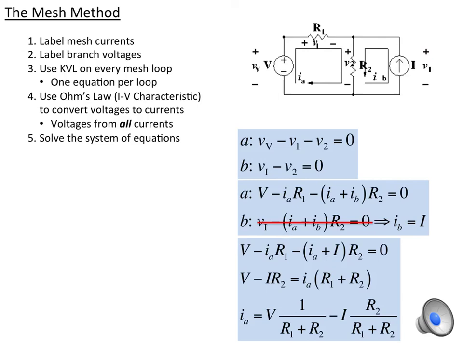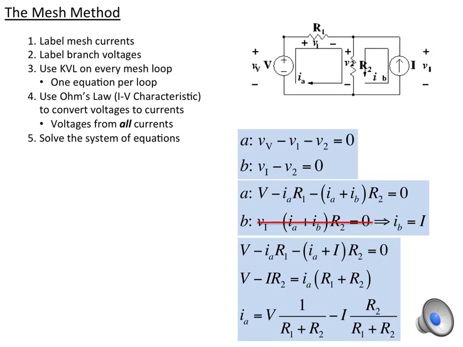Okay, so again, we have a system of two equations and two unknowns. The two unknowns are IA and IB, and we have equation A and equation B. Equation B is trivial, so we just have to replace IB with I everywhere here. We do that. That's this equation. And now we pull all the I's on one side by moving both this term and this term to the right-hand side, and we get that equation, and we now can solve for IA. IA is V over R1 plus R2 minus I times R2 over R1 plus R2.